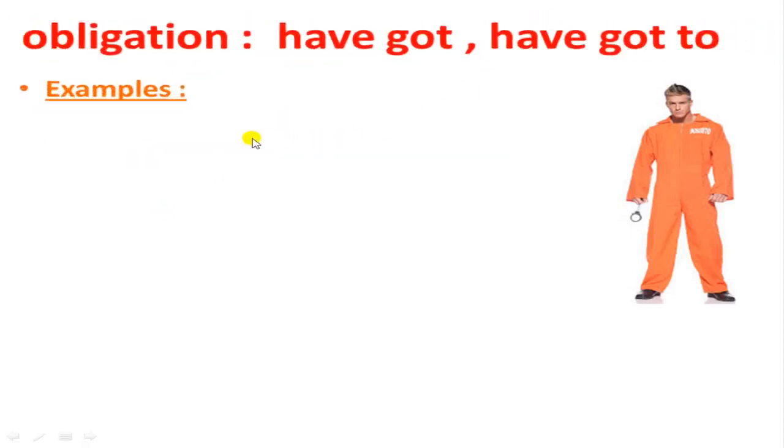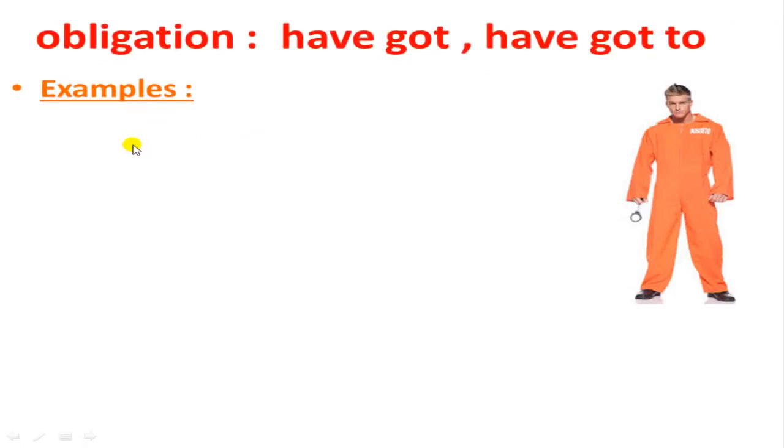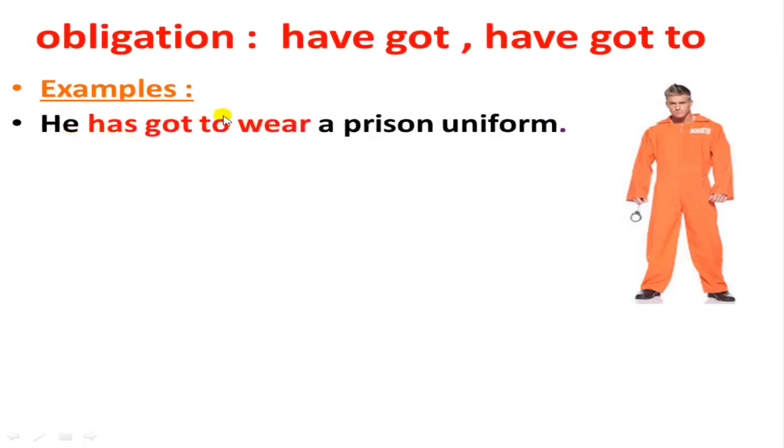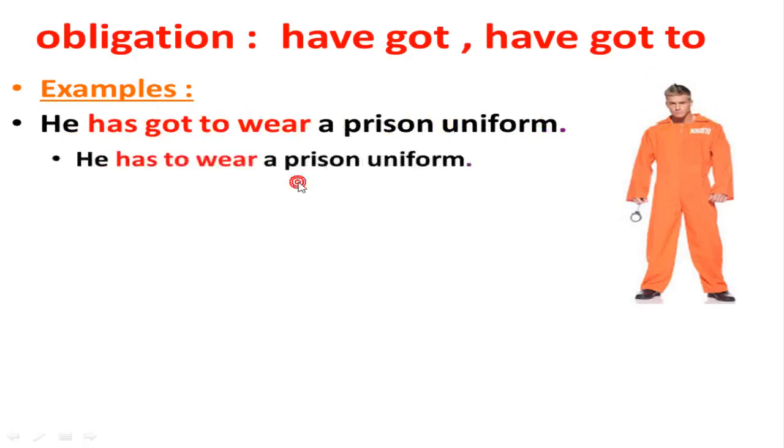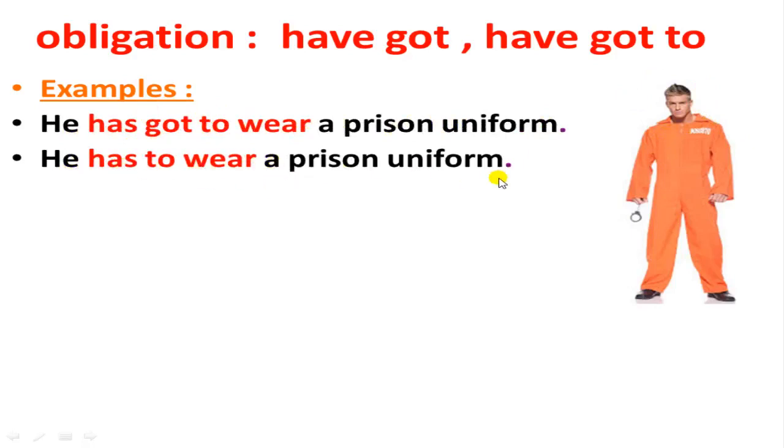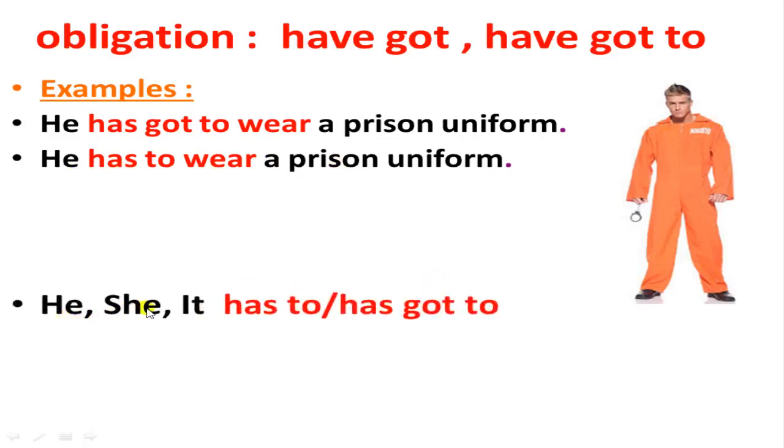Obligation. Have got to. Examples. He has got to wear a prison uniform. So a prisoner has got to wear a prison uniform. He has to wear a prison uniform. So the prisoner has to wear a prison uniform. He, she, it has to or has got to, plus infinitive, main verb.